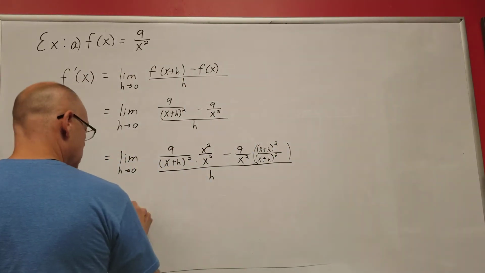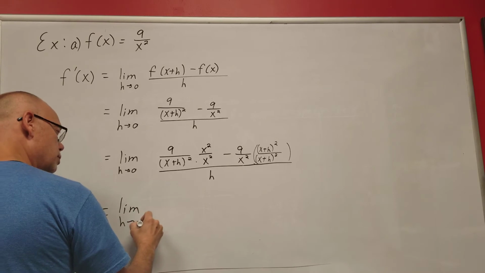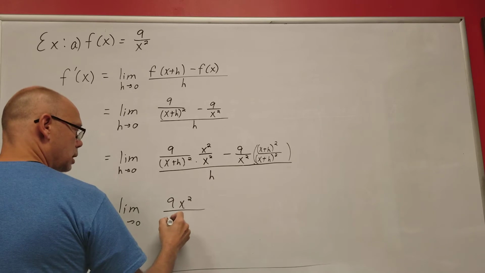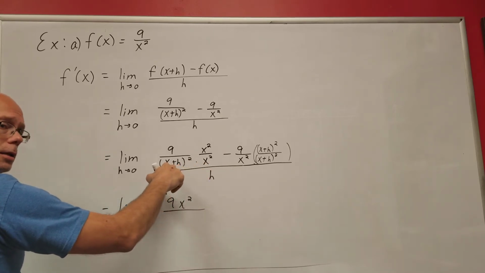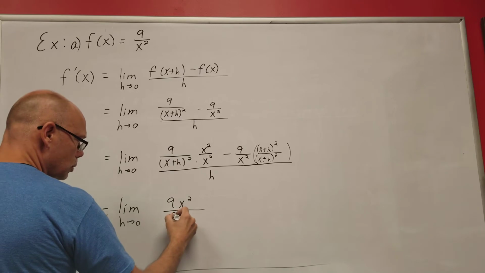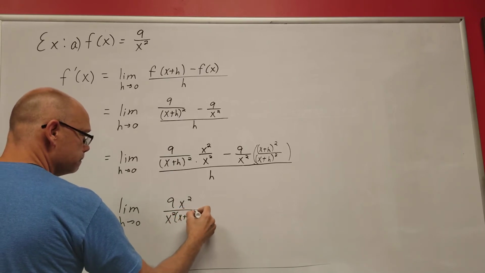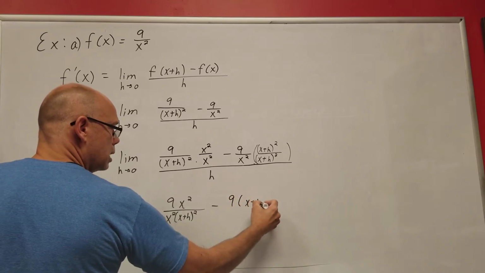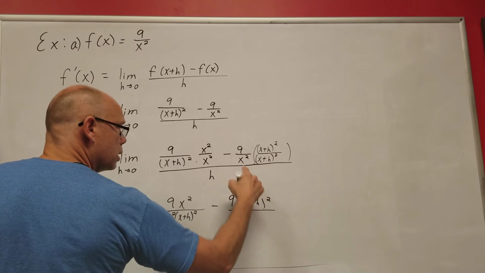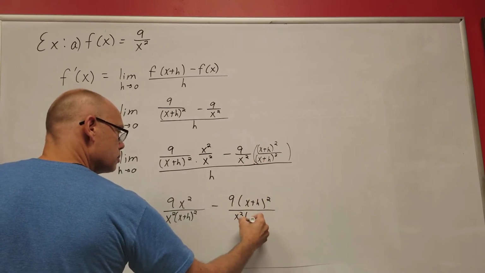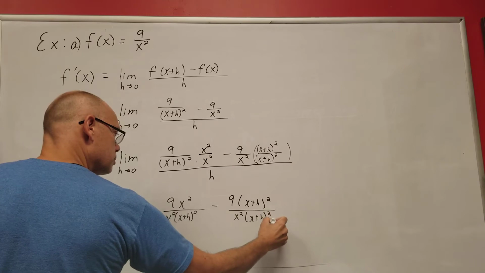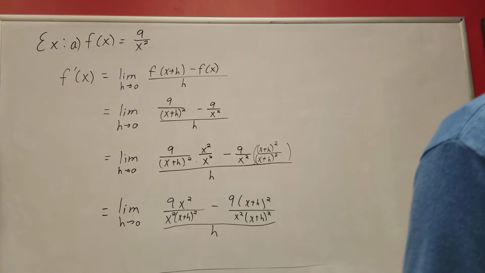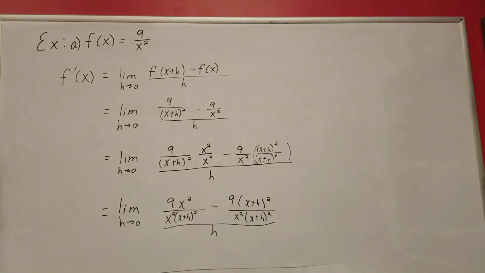Let's see what that gives me. That gives me the limit as h approaches 0 of 9x squared up top here, and then, could I write this as x squared times x plus h squared? Sure could. Minus 9 times x plus h squared over x squared times x plus h squared, all over h. Let me make sure everything is still on the screen here. Yeah, sure is.